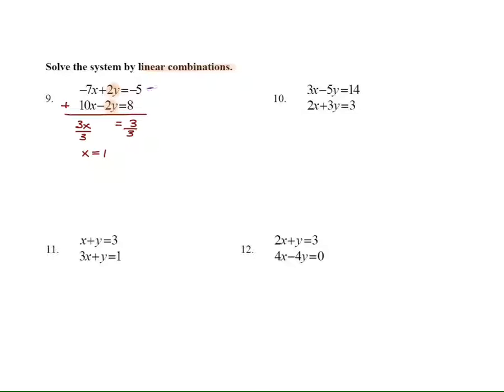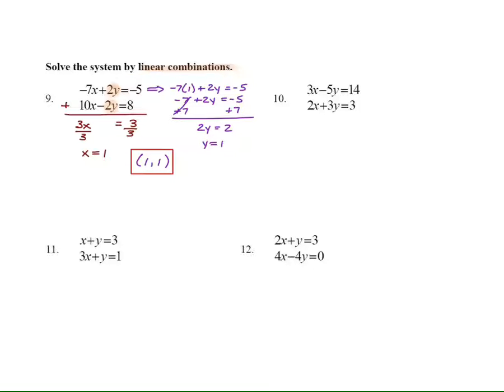The equation I'm going to use is actually the top equation. So that same equation, exactly how it was, the only difference is I replaced x with 1, so you should get negative 7 plus 2y equals negative 5. If you solve that equation, you should end up with your solution for y, which is part of our answer for number 9. So add 7 to both sides. So 2y is 2, divide by 2, y is 1. So my final answer for number 9 is 1, 1.